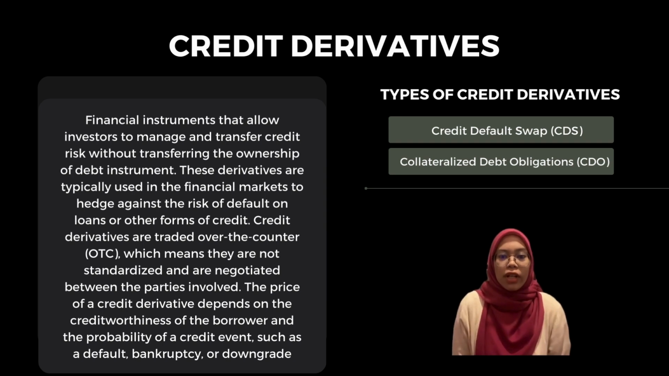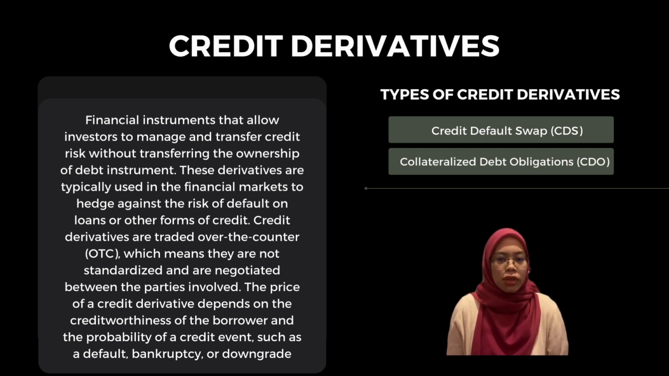Credit derivatives are divided into two types, which are credit default swaps (CDS) and collateralized debt obligations or CDO. CDS is the most common type of credit derivative.